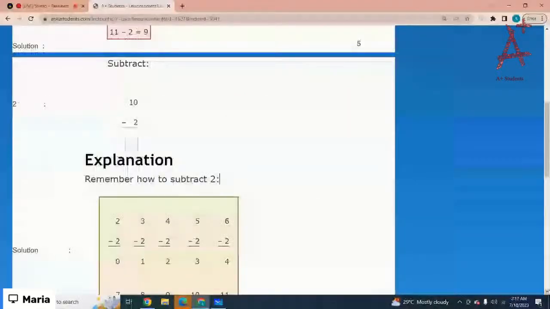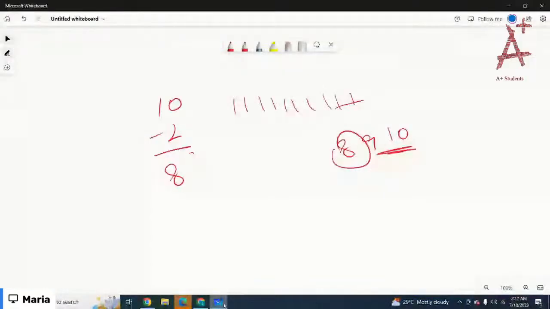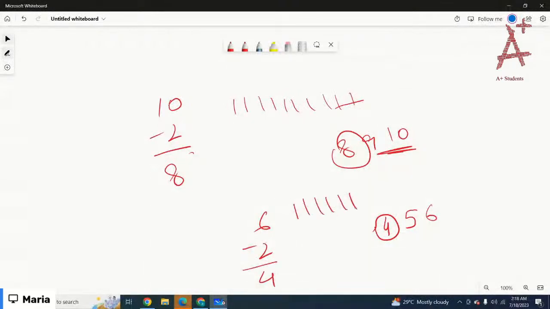Okay, the next one is 6 take away 2. So you can simply go back by two numbers: 6, then 5, and then 4. That means 6 take away 2 is 4. Or either you can make 6 lines. You have to remove 2 lines.